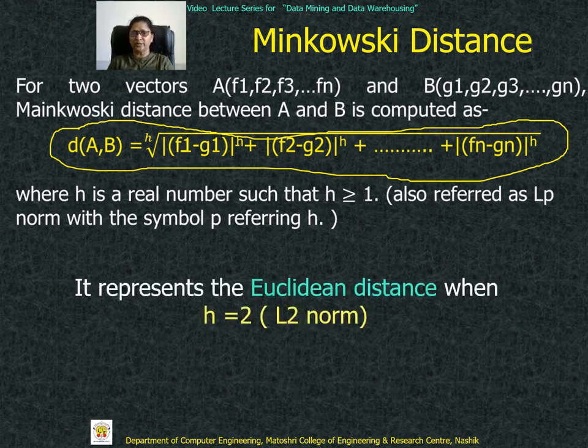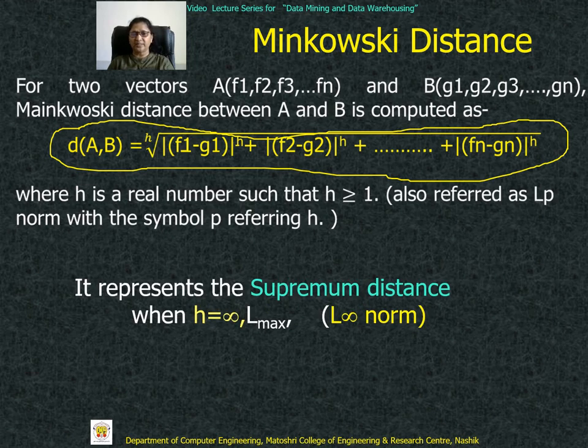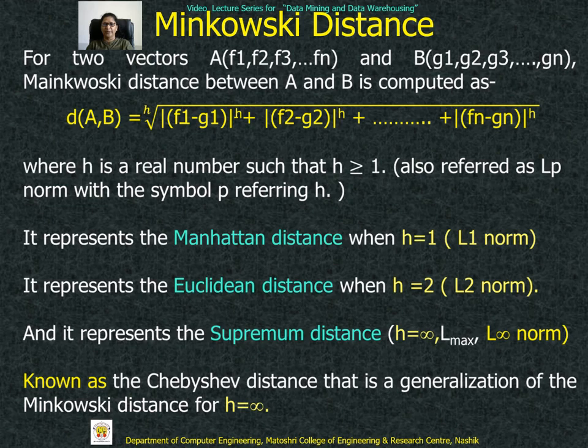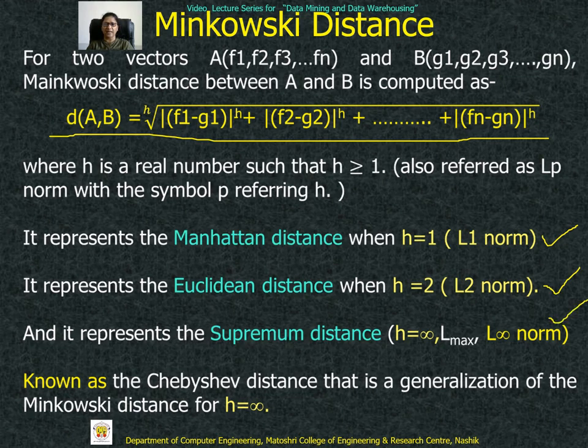Whenever the value of h is 2, we call it the Euclidean distance and it is called the L2 norm. And when h tends to infinity, it is called the supremum distance, and it is called the L infinity norm. It is also called the Chebyshev distance, the generalization of Minkowski distance for h equal to infinity. So in brief, for this generalized formula for Minkowski distance, when h is 1 it is the L1 norm, when h is 2 it is the L2 norm, and when h tends to infinity, it is the supremum distance and L infinity norm, also named the Chebyshev distance.